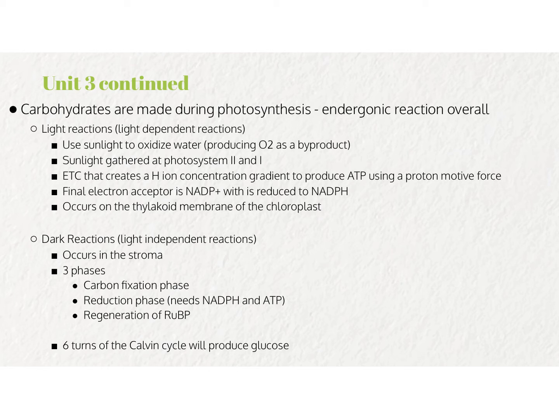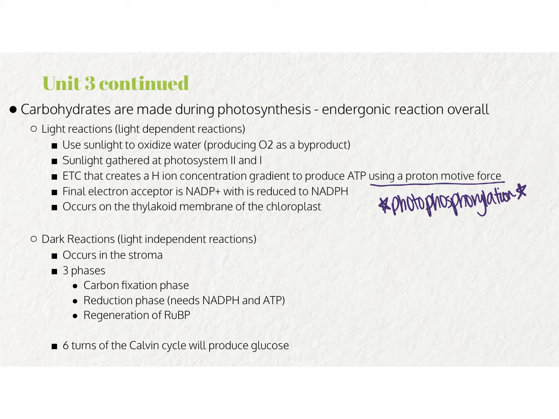There is also an electron transport chain that creates that hydrogen ion concentration gradient to produce ATP using proton motive force, just like we saw in oxidative phosphorylation. Although with this one, because it's going on during photosynthesis, this is referred to as photophosphorylation. Now, this is occurring in the thylakoid membrane of the chloroplast, and our final electron acceptor, which is NADP+, is reduced down to NADPH, and ATP and that NADPH are going to then power the dark reactions.